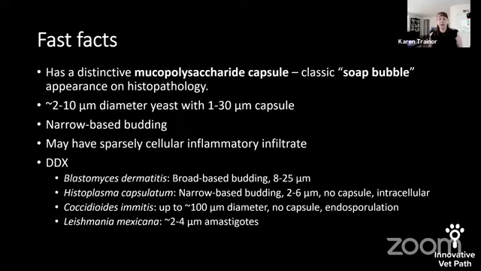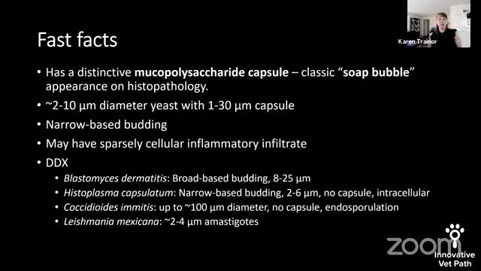Cryptococcus demonstrates narrow base budding, and I'll show you some examples of that. What's really interesting about this agent is that it tends to be associated with a very sparsely cellular inflammatory pattern. There tends to be very few inflammatory cells as compared to other types of fungal infections or other agents. Some differential diagnoses that you might come up with include blastomyces, histoplasma, coccidioides, or, as we talked about last week, leishmania, depending on the location of the patient.